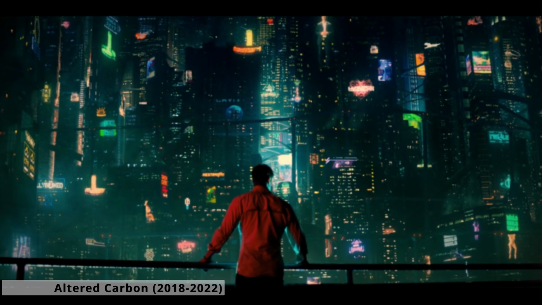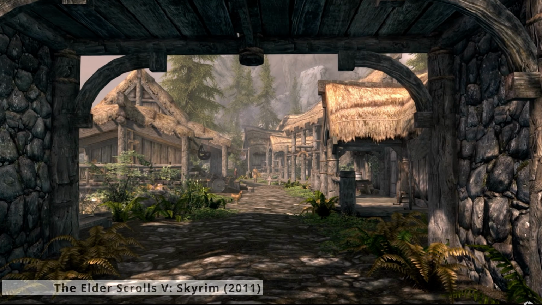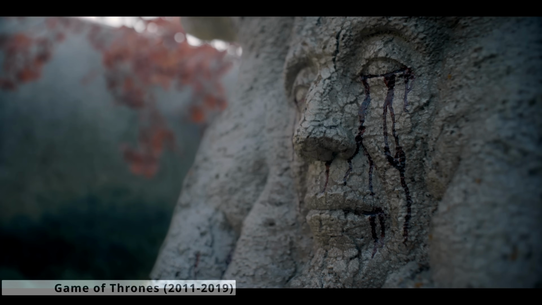What is the biggest pitfall of world building when it comes to story? In some ways, well, it's world building.